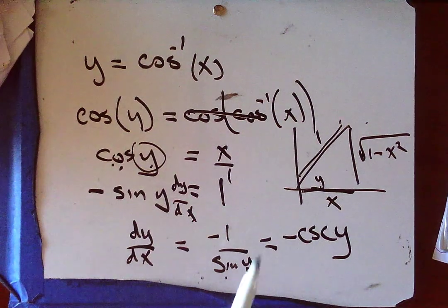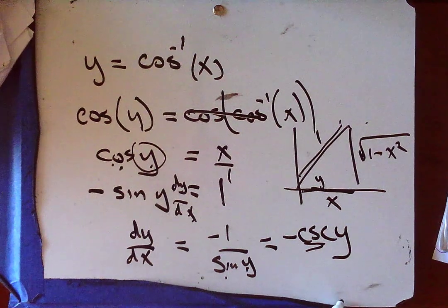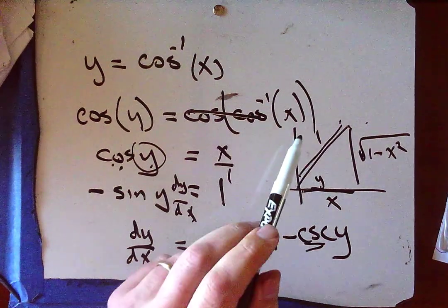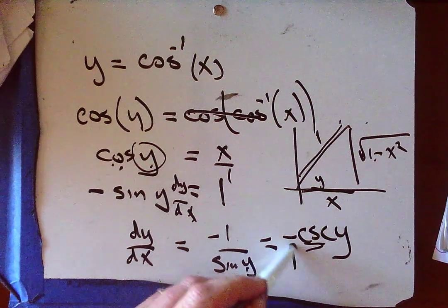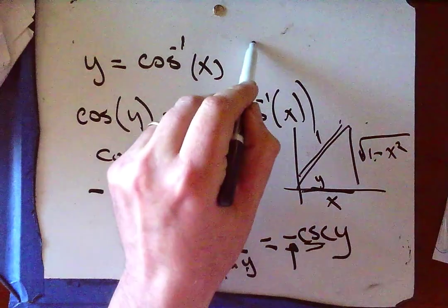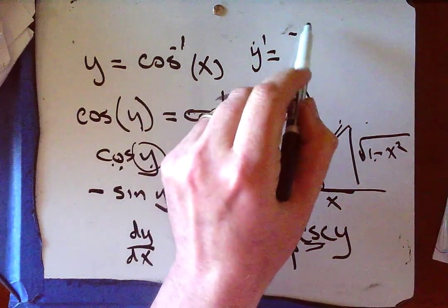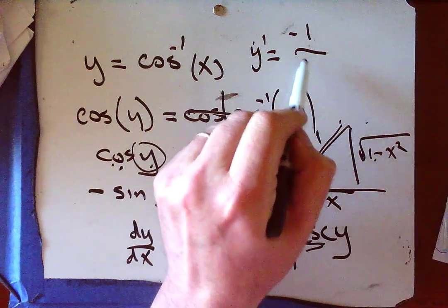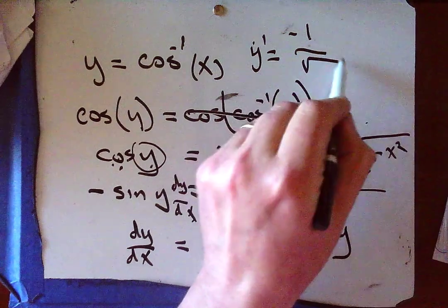Okay? Now, what's the cosecant of y? Well, remember, cosecant is hypotenuse over opposite. See that? Don't lose that. That's kind of important here. So then we could say that y prime equals negative 1 over hypotenuse over opposite.